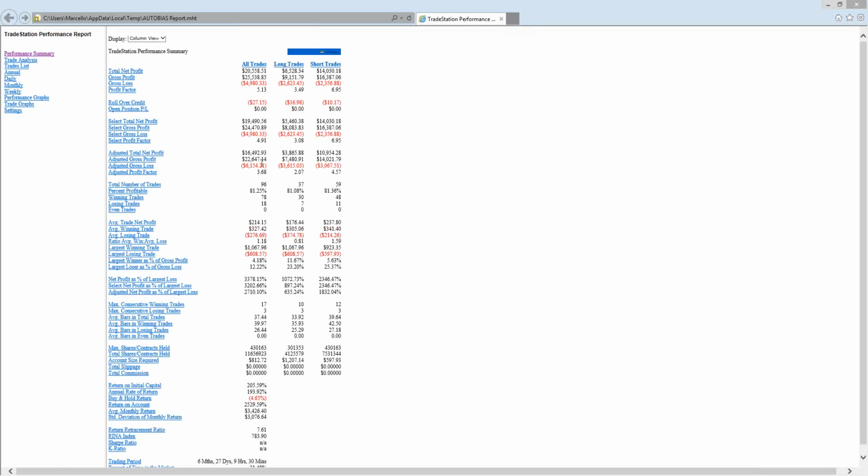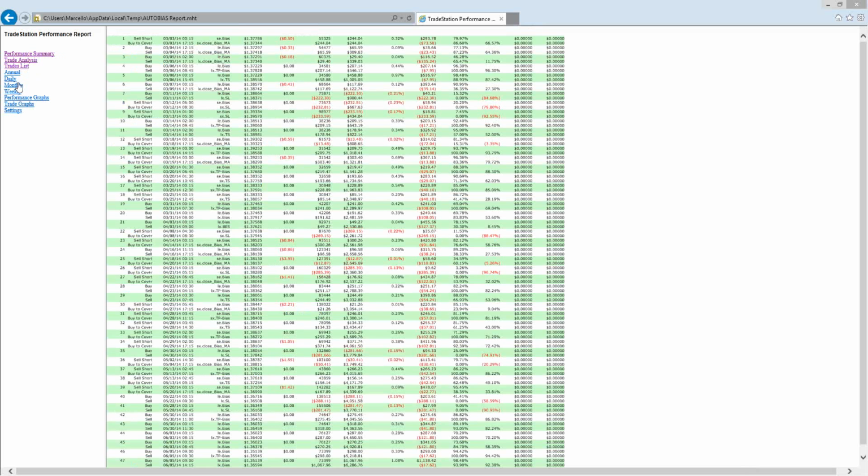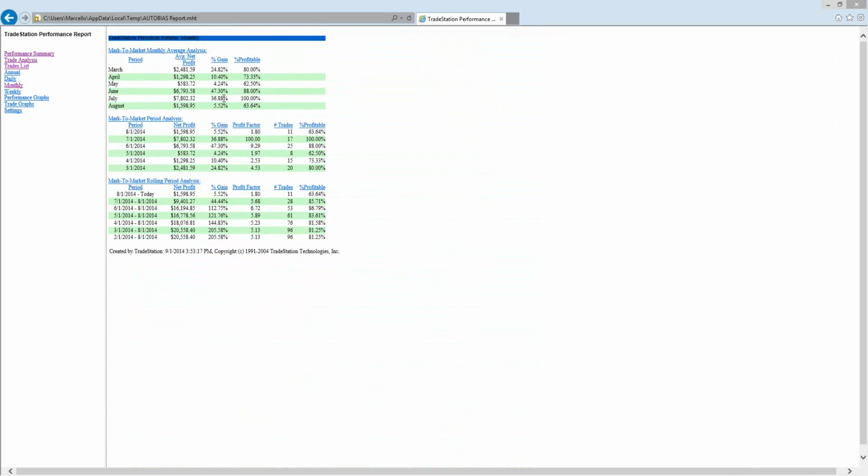This one's 81.25% win ratio. You can see how much it made monthly, up to the point that we were at. You can see the percentage profitable. We had 100% win in July. We only had 62.5% in the month of May win ratio, okay? You can see all of that for yourself.